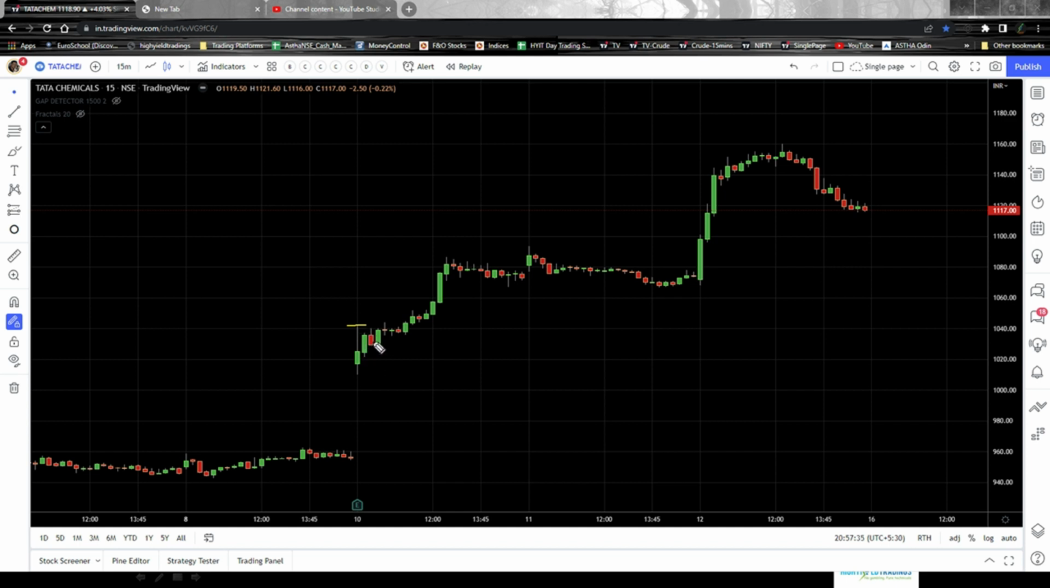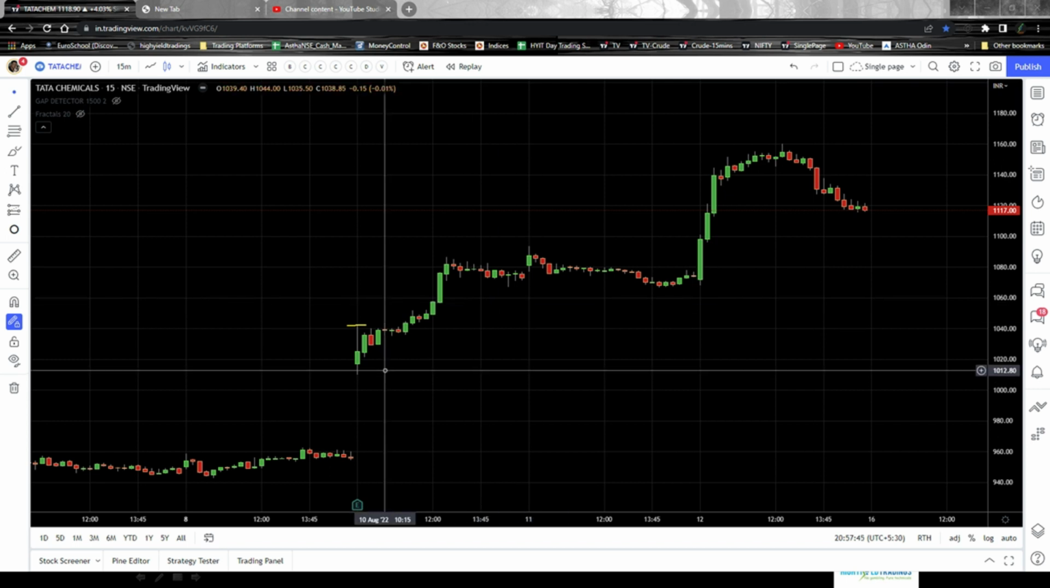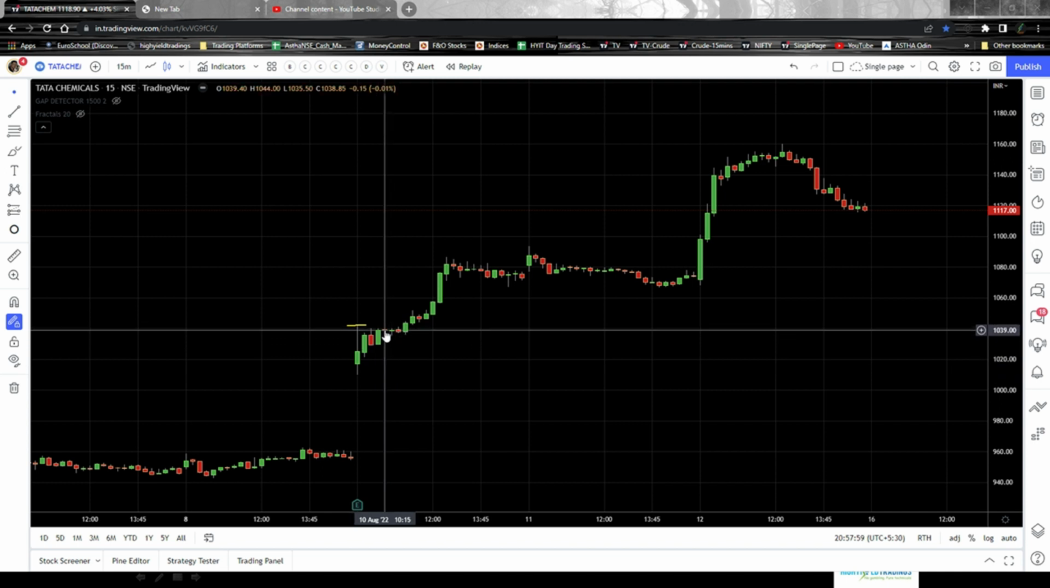So the market is on, and we are seeing some green candles and some red candles being formed here. And the 10:15 candle is the candle which actually tried to breach the day's high and close above the day's high. But did it succeed in doing that? No. It did not close above the day's high. It closed below the day's high.